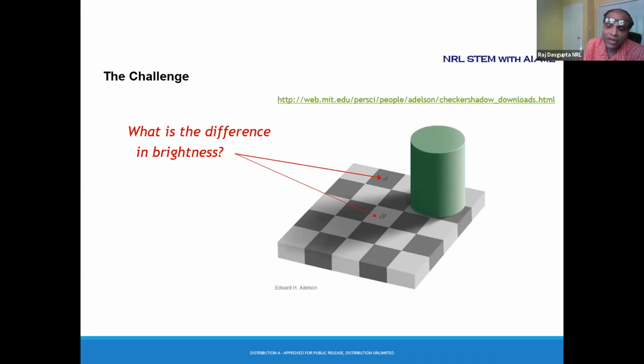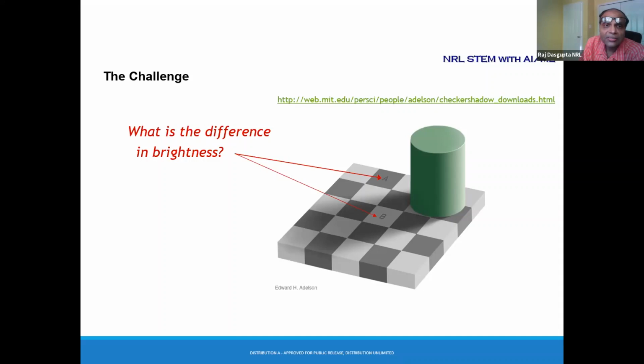So computer vision is a very hard problem. Just to illustrate to you, let me ask you, you are seeing the picture out there, which has a checkered grid, and there's a green cylinder. Which square out there, A or B, is more bright? Well, you can look at it, and by looking at it, our eyes are saying, well, B is white and A is gray or A is dark. So surely B is more bright.